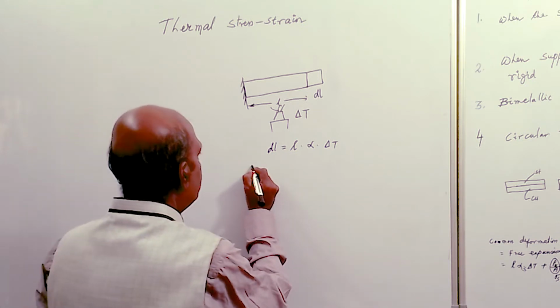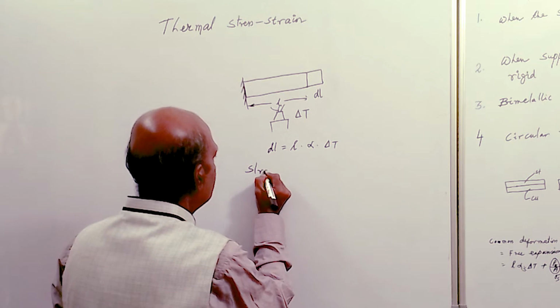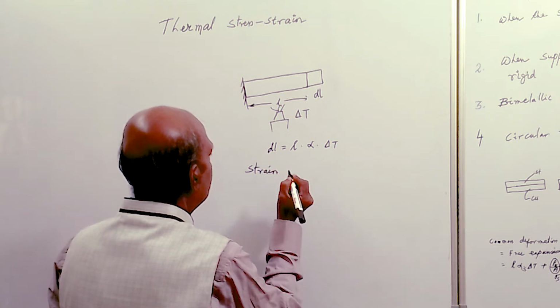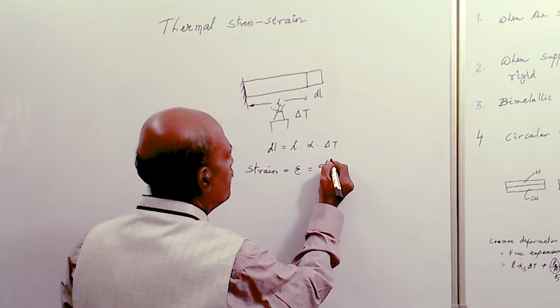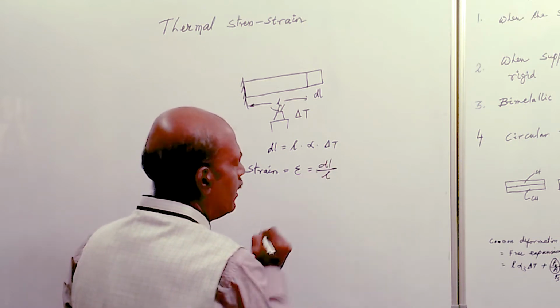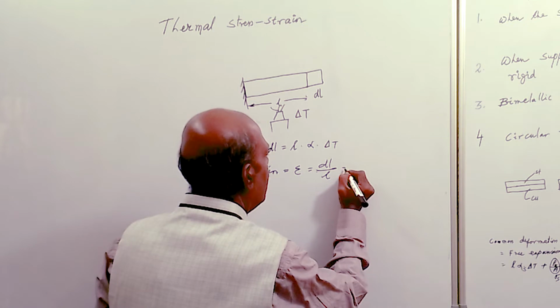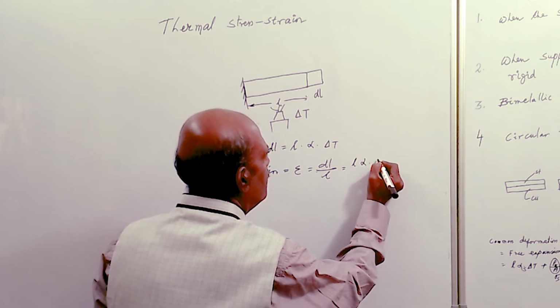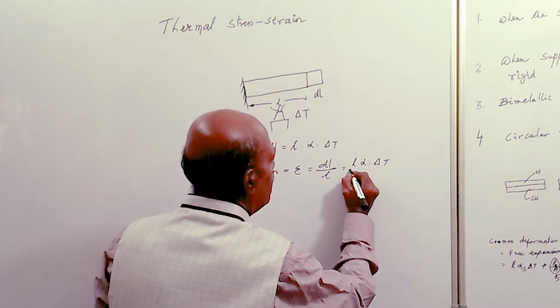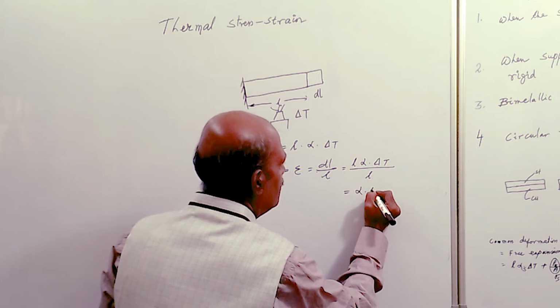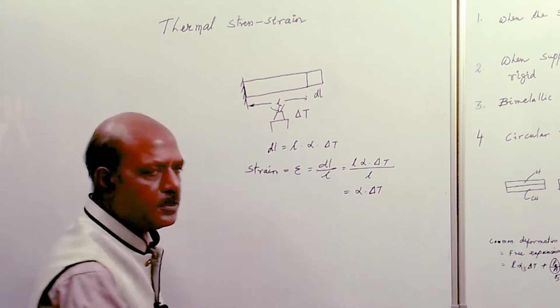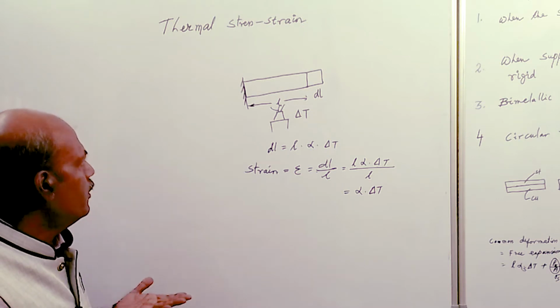Now the strain developed in the body, that is called thermal strain, say epsilon, is equal to dl by the original length. What is dl? L into alpha into delta T. So L alpha delta T by L is equal to alpha into delta T. That is the thermal strain produced in the body.